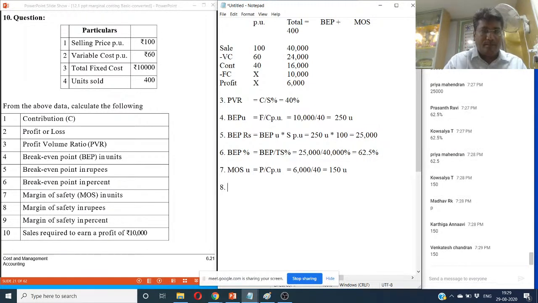Eighth question, pala models-la solve panlaam. We'll go with a single model now. Eighth one is MOS in rupees. MOS in rupees is, how do you get it? MOS in units multiplied with the selling price per unit. Okay.